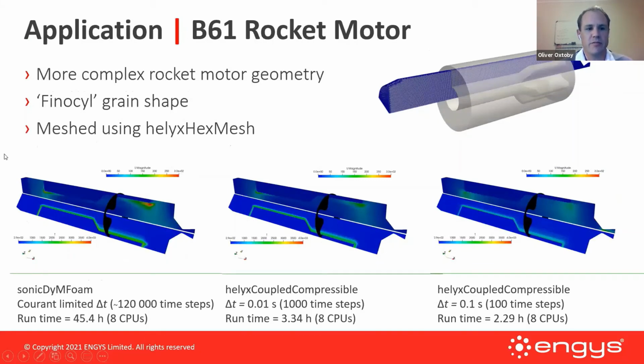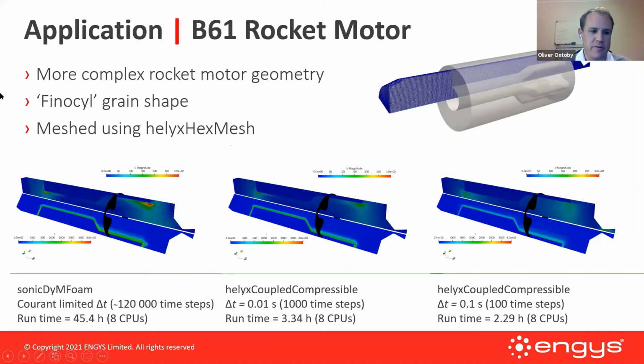So then just to end off with a slightly more realistic test case, this is an actual production rocket motor, the B61 rocket motor. So this is now a 3D mesh, which is meshed using Helix hex mesh, 1/5 of the cylindrical grain here. And this has that same finocyl pattern that I alluded to at the beginning.